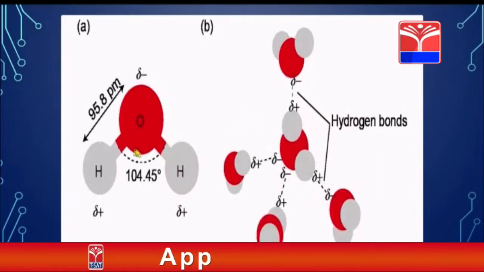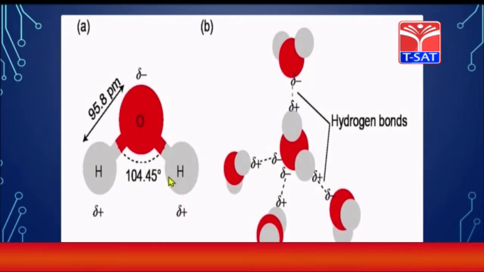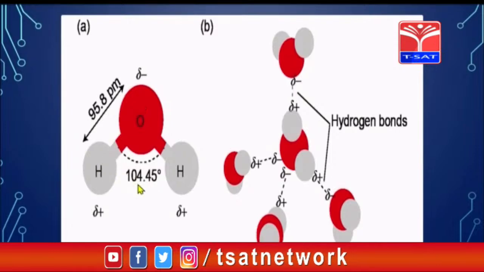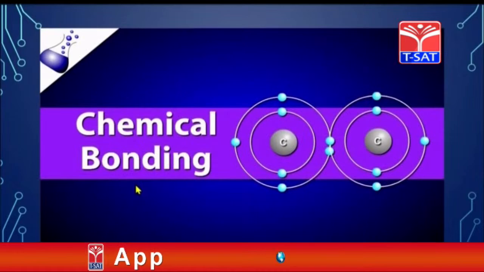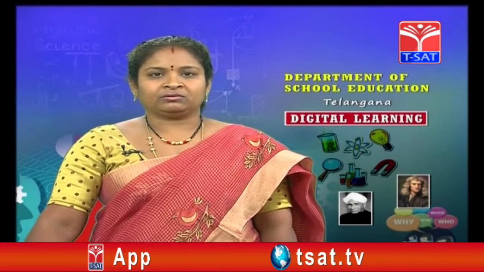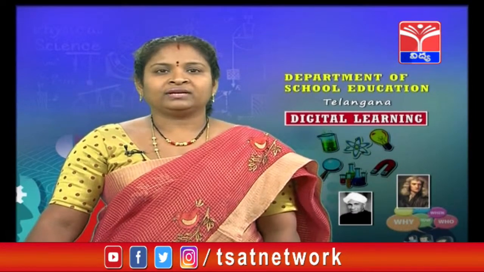And the bond angle between the two hydrogens is 104.45 degrees. Then how did we come to know about the bond angle? How did we come to know about the bond length? All this we will be studying in the lesson chemical bonding. Children, if you consider the formation of water molecule, we have studied it in the last class. Hydrogen and oxygen share electrons with each other and form a covalent bond.